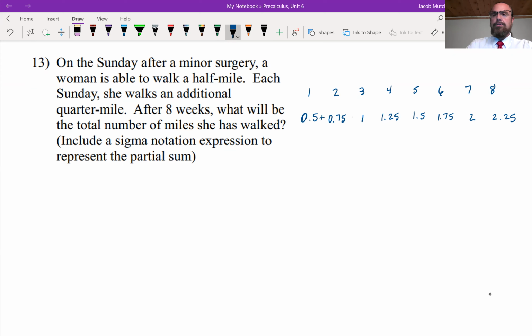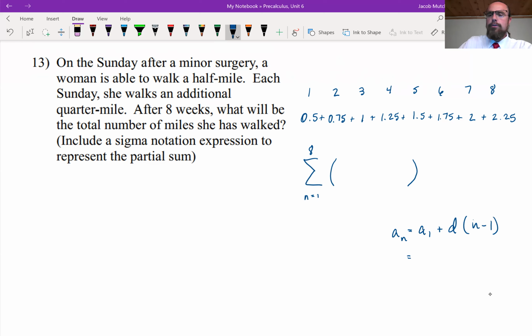So if I wanted to make it a series, I'd include addition between the distance values. Now I want to include a sigma notation expression to represent the partial sum. So I'm going to write that here. It's sigma from n equals 1 to 8. And then I need to write an explicit equation to represent this arithmetic series. So to do so, remember, I'm going to pick up the template a sub n equals the first term plus the common difference times n minus 1.